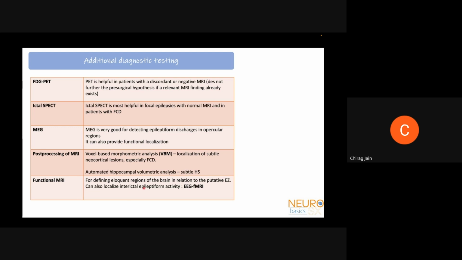There are also other things you can do with additional diagnostic testing with just an MRI itself. You can take a normal standard MRI and you can post-process it further. You can do a voxel-based morphometric analysis where every voxel is analyzed morphometrically and you're able to pick out subtle lesions. Especially this is useful for subtle cases like FCD. You can also do an automated hippocampal volumetric analysis and can pick up subtle hippocampal sclerosis.